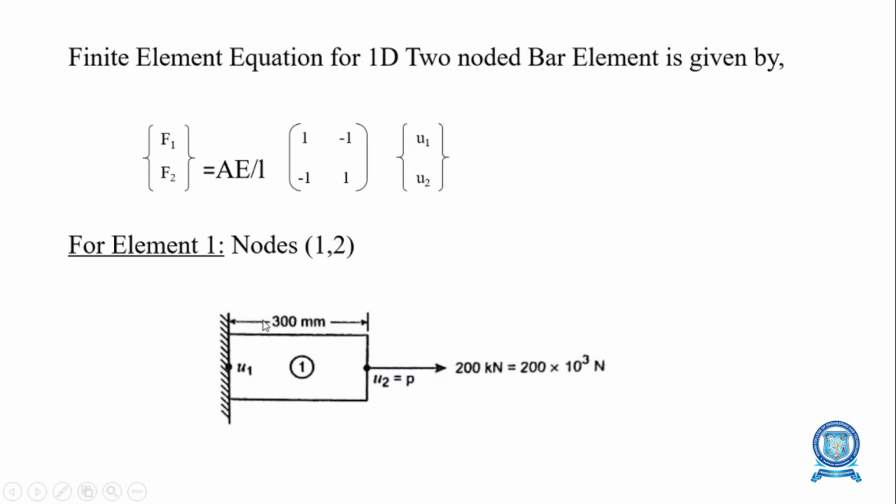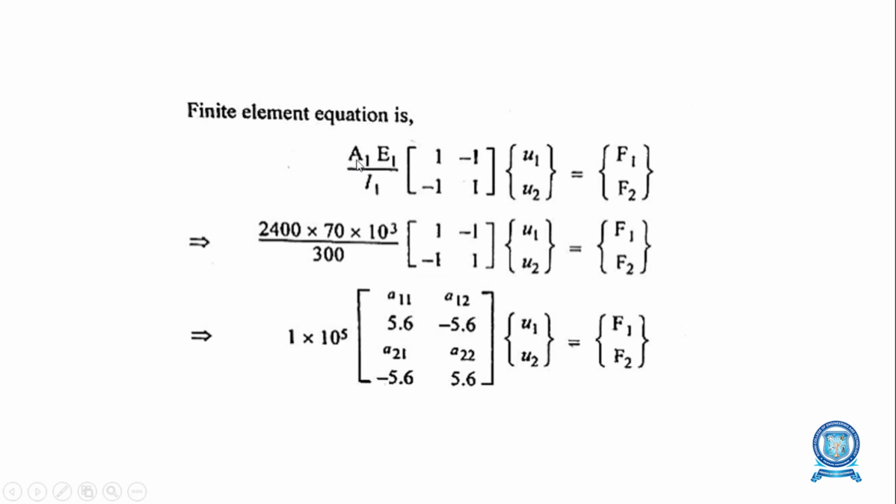So now we are substituting these values in the above finite element equation. Here A1 into E1 divided by L1, times the matrix of 1, -1, -1, 1, times the vector of U1, U2, is equal to the vector of F1, F2. Substituting the A1 value 2400, Young's modulus 70 into 10 to the power 3, and length of the first element 300 mm, after calculating, 2400 into 70 into 10 power 3 divided by 300, the value is 5.6 into 10 to the power 5.